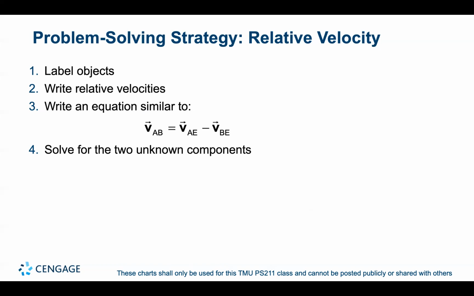The second thing is we write the relative velocities. Look through the problem for phrases such as the velocity of A relative to B, and write the velocity as V sub AB. When a velocity is mentioned but isn't explicitly stated as relative to something, it's almost always relative to Earth. Then you want to take the three velocities you found and assemble them into an equation similar to the one shown, with subscripts in an analogous order. There will be two unknown components, solved for using the x and y components of the equation developed in step 3.